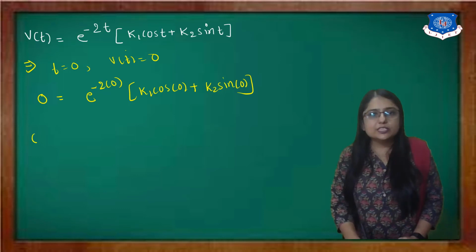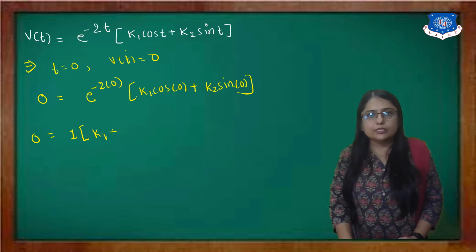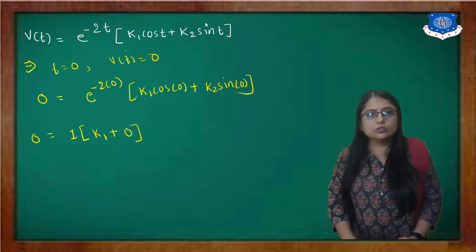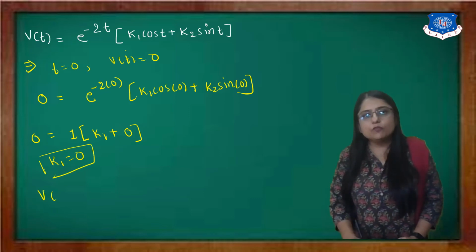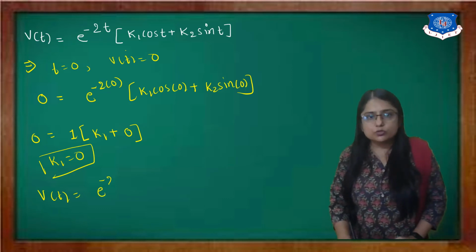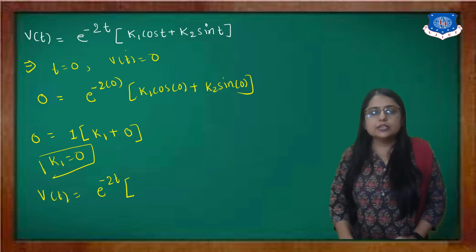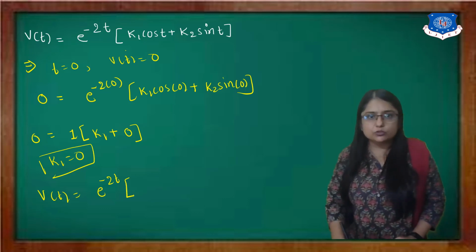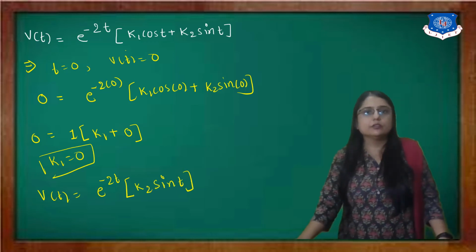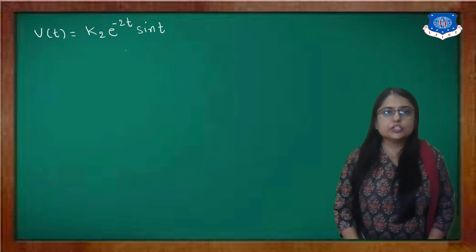Right? So e raised to 0 is 1 and cos 0 equals 1, but the value of sin 0 equals 0. So the value of K1 becomes 0. Now I can substitute this K1 in the equation. So e raised to minus 2t, and if I put K1 equal to 0, I get only K2 sin t. This is my equation of V of t.